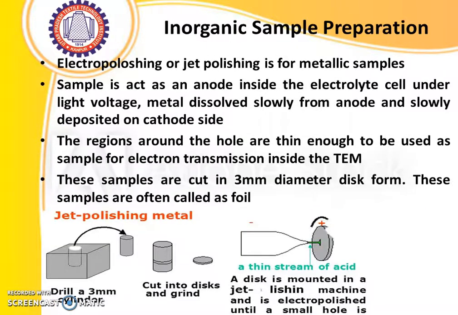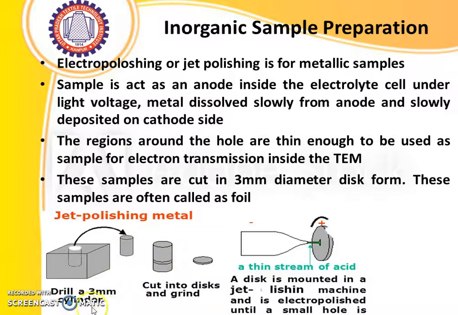In case of inorganic sample preparation, electropolishing or jet polishing is used for metallic samples, and the sample acts as an anode inside the electrolyte cell under low voltage. Metal dissolves slowly from the anode and is slowly deposited on the cathode side. In this way, the thinning process continues. The regions around the hole are thin enough to be used as a sample for electron transmission inside the TEM. These samples are cut in 3 mm diameter disc form and are often called foil. Then the foil is rotated to get homogeneous thinning on that particular part. So jet polishing of metal takes place like that.